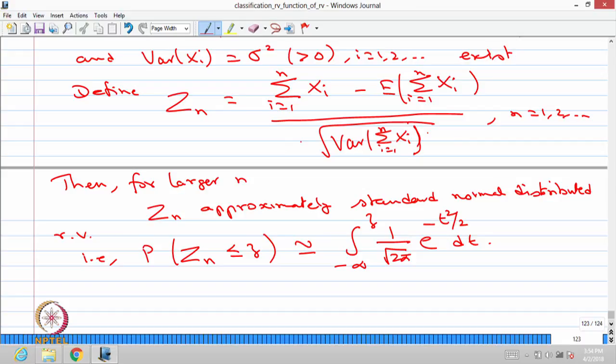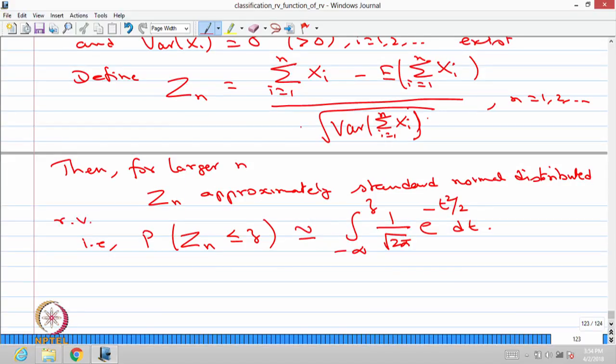Indirectly, whenever you have a normal distribution with parameters mu and sigma square, by subtracting the mean and dividing by the standard deviation, it becomes a standard normal distribution. So the same thing we are applying in Zn. The random variable is a sum of random variables, which is one random variable for fixed n, minus their mean divided by the standard deviation. That means this transformation is a transformation from the normal distribution to the standard normal.